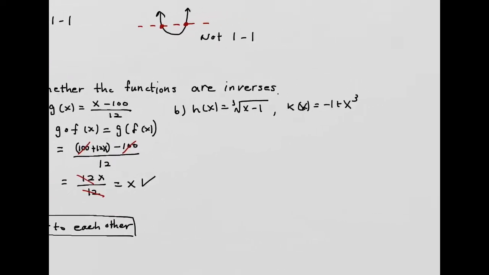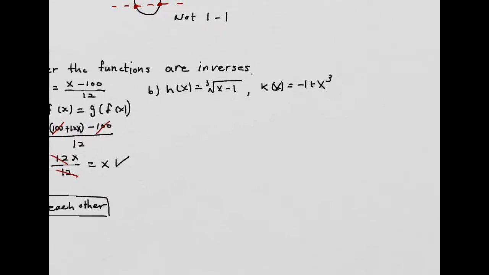What about if you have b? h of x equals the cube root of x minus 1, k of x equals negative 1 plus x cubed. Let's see if they're inverse to each other. We also need to try both ways. So we do h of k, and then we do k of h of x.